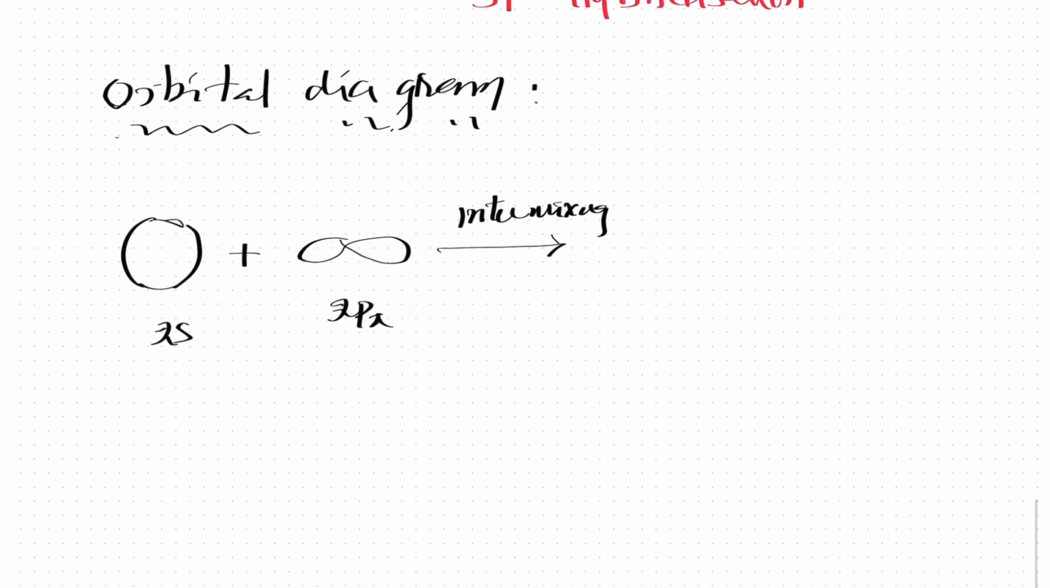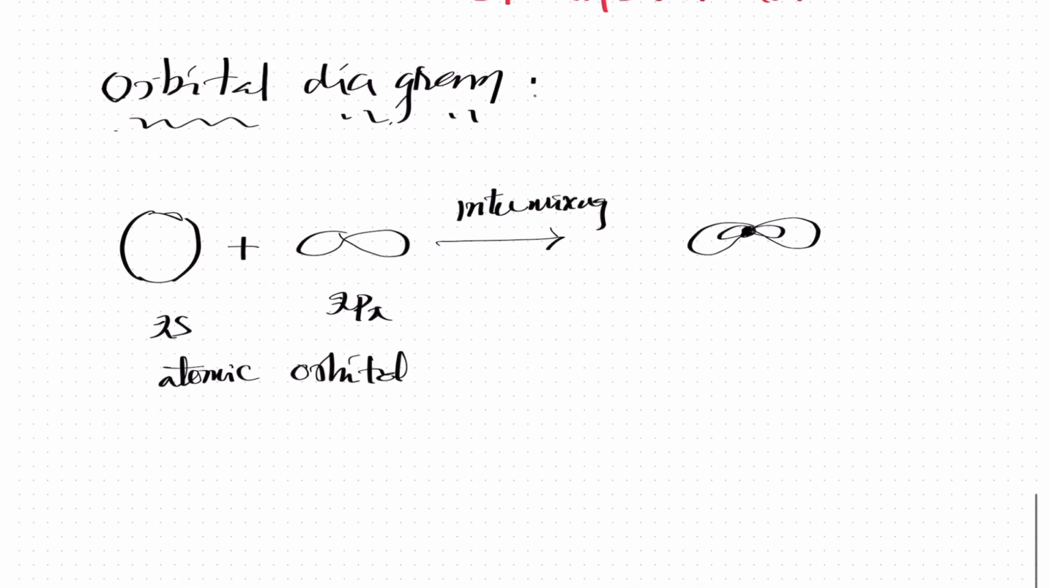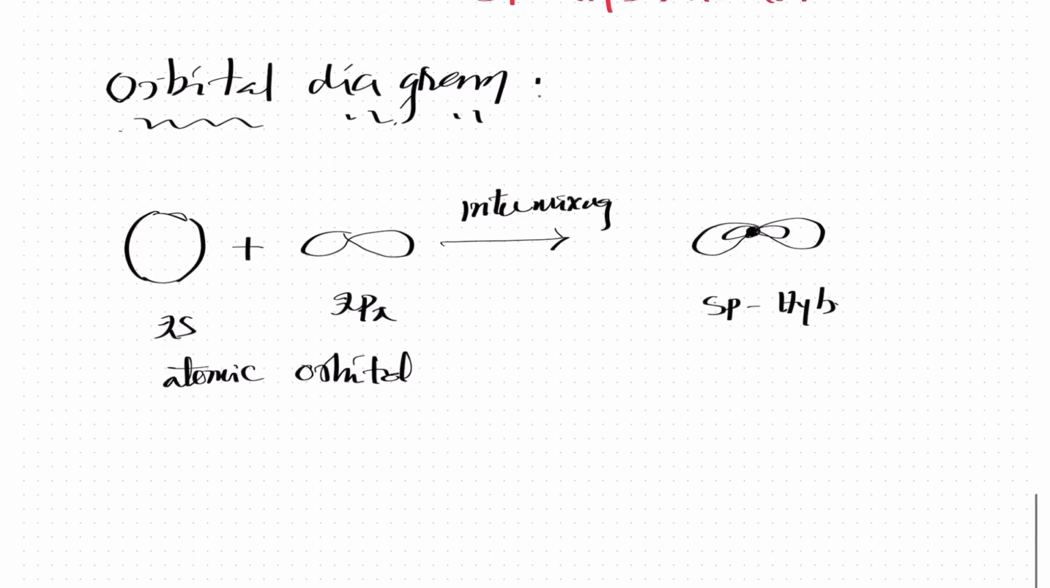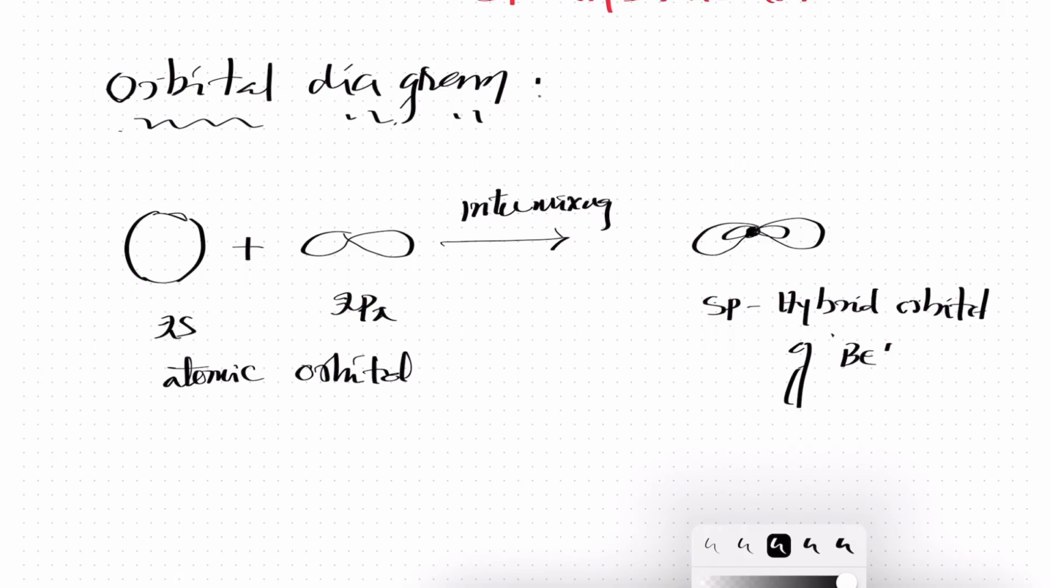And what happened here? These two orbitals intermix and form such a type of hybrid. This hybrid is the intermixing of atomic orbitals, and from here we get the sp hybrid orbital. Of what? We are discussing beryllium, the atomic orbitals of beryllium. Clear? Okay, up to here clear.